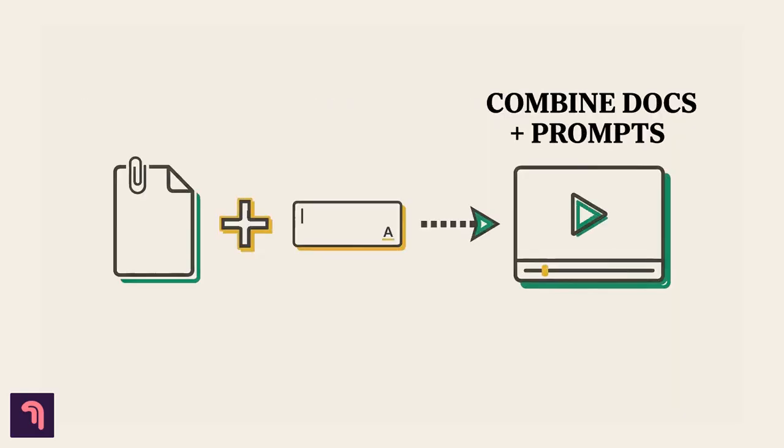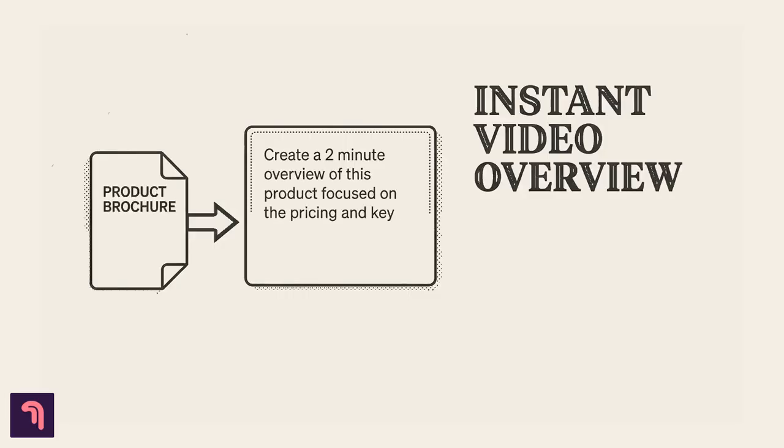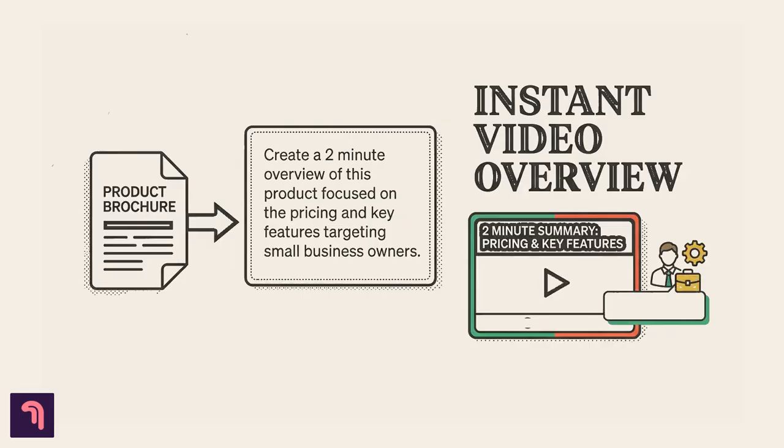You can even combine this with a text prompt. For instance, attach your product brochure and then add a prompt that says, create a 2-minute overview of this product focused on the pricing and key features targeting small business owners.